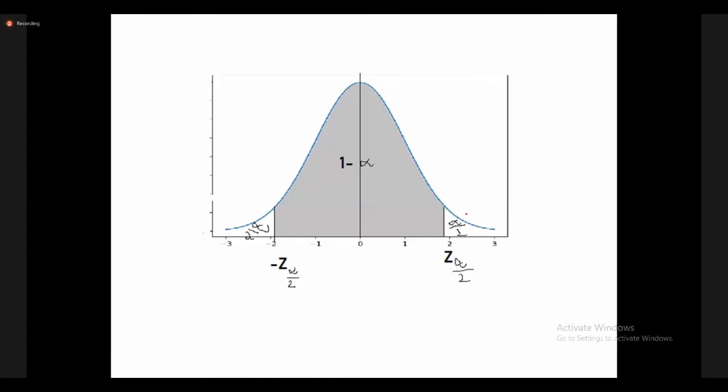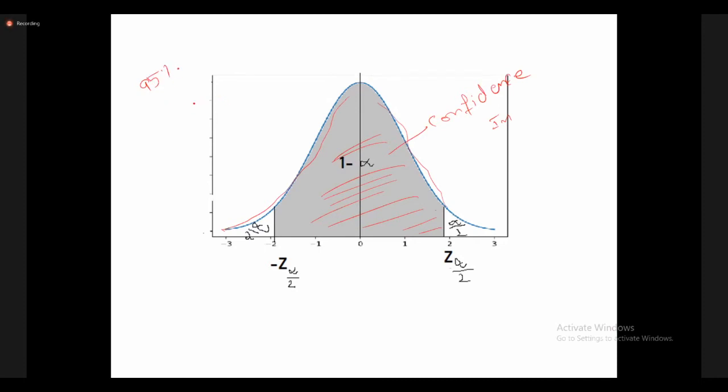And see, this is the normal curve. This area we are accepting. This is called the confidence interval. The remaining 5% is divided into two parts, alpha by 2 and alpha by 2. Suppose we are telling 95%.